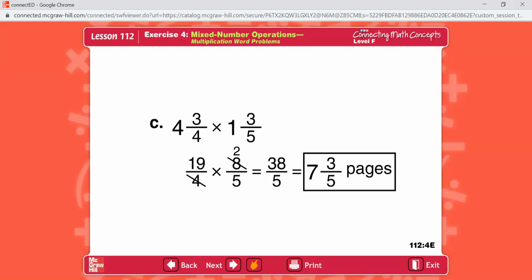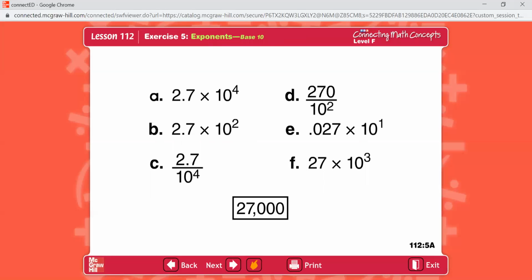Now, moving on to exponents. In part C, write the letters of the 2 operations that equal 27,000. Pause the video now. Work the problems and circle and let me know which ones equal 27,000. There are 2.